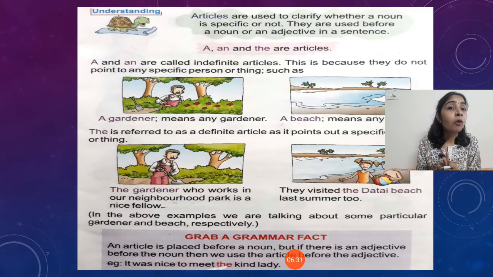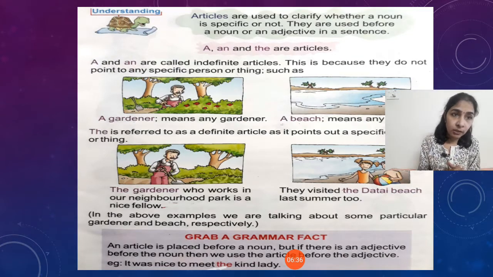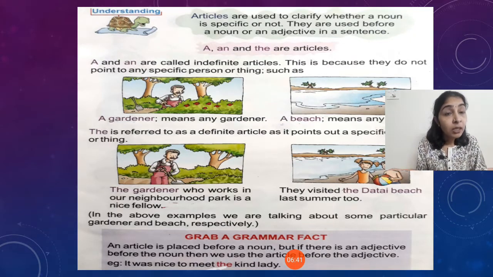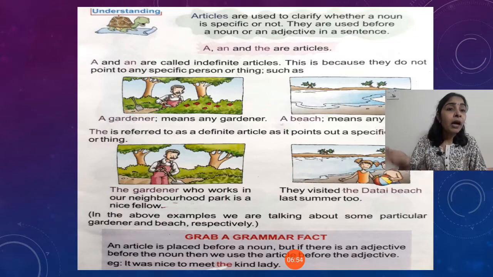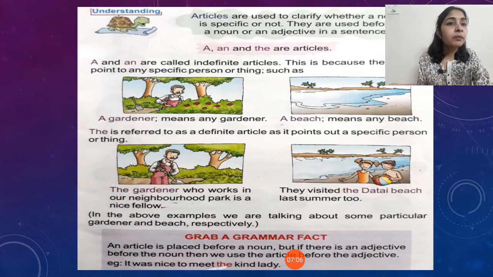A and an are called indefinite articles. This is because they do not point to any specific person or thing. Example, a gardener means any gardener. I met a gardener. I met any gardener. It is not particularly the one who is working in the park nearby, or the gardener who generally comes to our home. It is not like that. Here we are talking about a gardener. It is not specific, it can be any gardener.